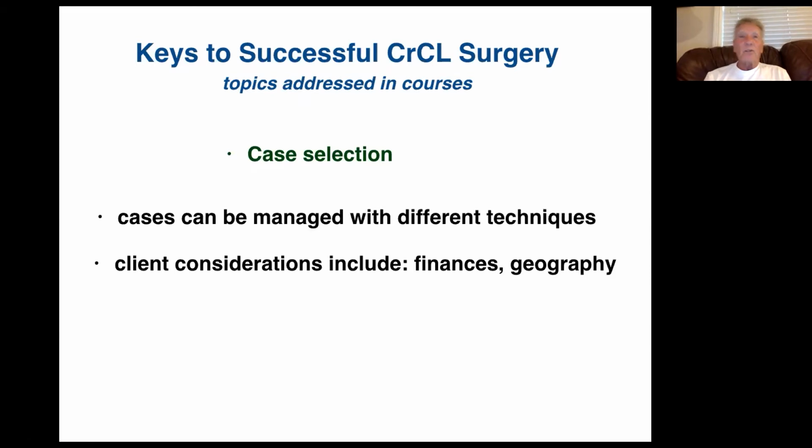And there's also geographic considerations. I have the financial means, but the closest specialist is 3.5, 4 hours away, and I just can't do that. Again, I hope you do help those clients with some of the training that's available.